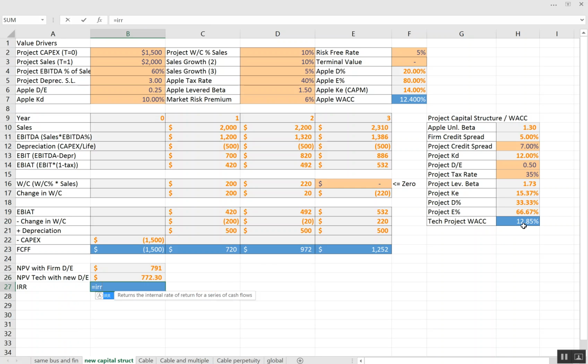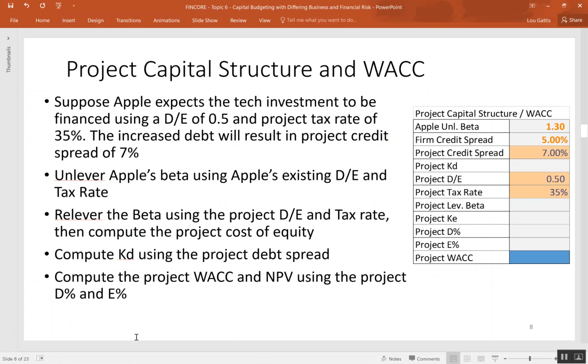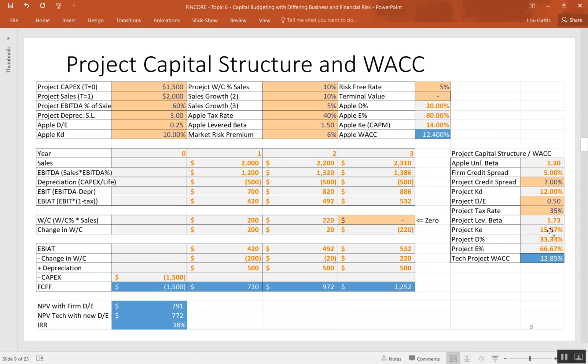Now notice that the IRR is unchanged because the cash flows are unchanged, right? The calculation of IRR is not dependent upon the actual discount rate. That discount rate is going to probably be my cost of capital, my hurdle rate, but the IRR is still 38%, though it did lower the NPV. All right, so that's how we handle the fact that Apple is in the same industry but wants to use a different capital structure. And basically, in this case, it's going to increase the WACC.